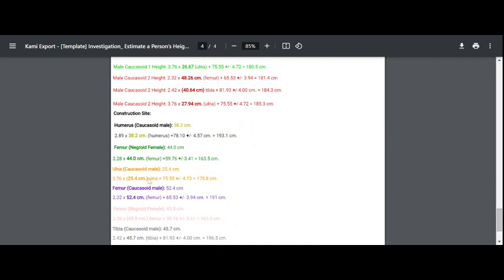Okay, so ulna, Caucasoid male, again, we've got 25.4 centimeters. That's the measurement of the ulna, okay? So we're going to use this formula right here, 3.76 times 25.4 centimeters, which is the length of the ulna, plus 75.55 plus or minus 4.72. Again, I chose to add 4.72 to make it closer to the actual height, okay, 175.8 centimeters.